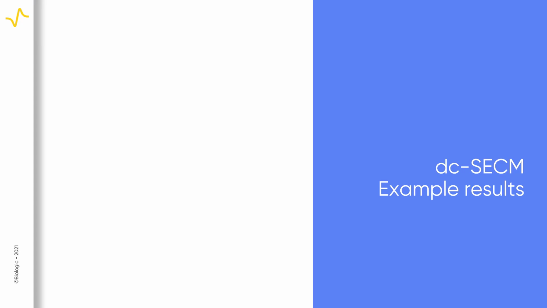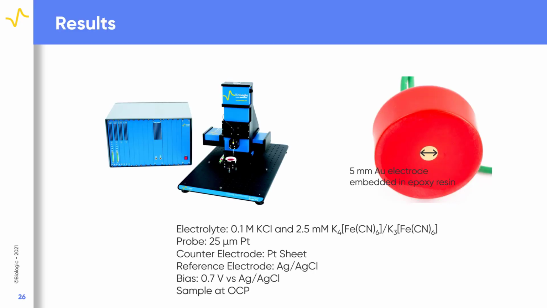What sort of results do we expect when a simple test sample is measured by dc-SECM? The results which will be shown were measured on a gold disc embedded in resin in a 0.1 molar KCl, 2.5 millimolar ferrocyanide solution. The 25 micron platinum probe was biased at 0.7 volts while the sample remained unbiased and disconnected from a potentiostat.